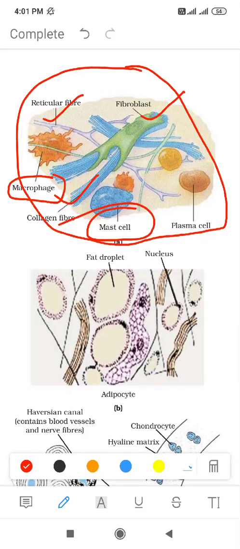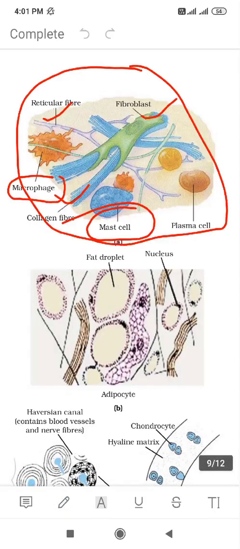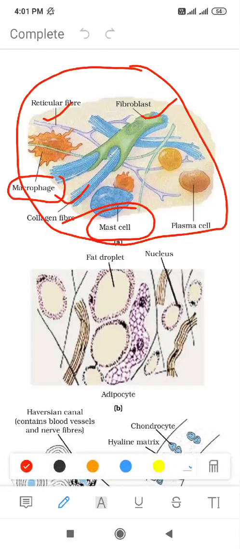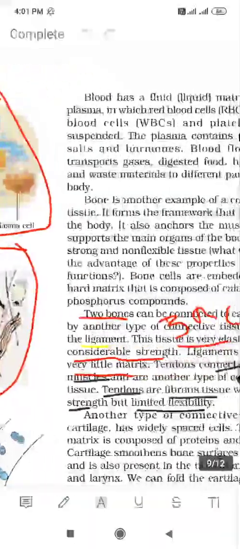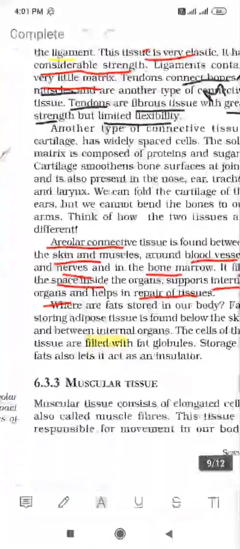Let us now discuss another type of proper connective tissue, that is the adipose tissue. You can see here written adipocyte. Adipocyte cells are the fat cells, the cells with lots of fat. So this is the adipose tissue. This is a picture, a diagram of the adipose tissue.